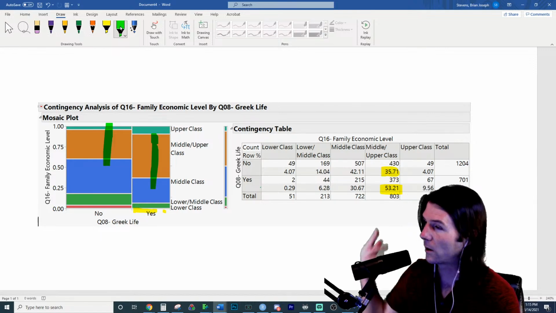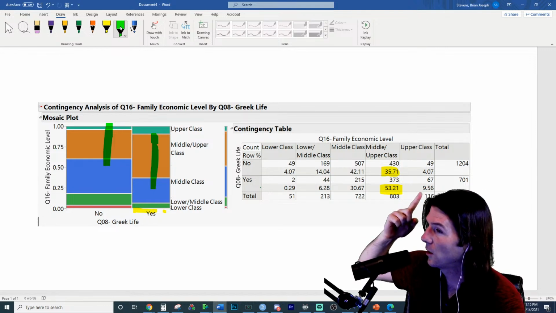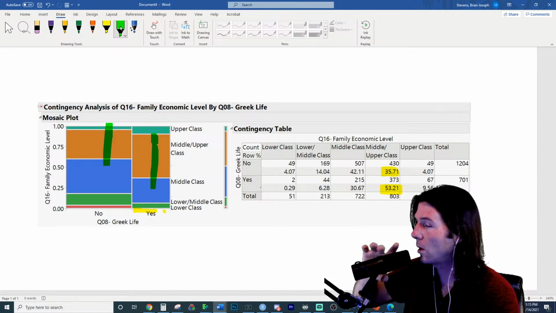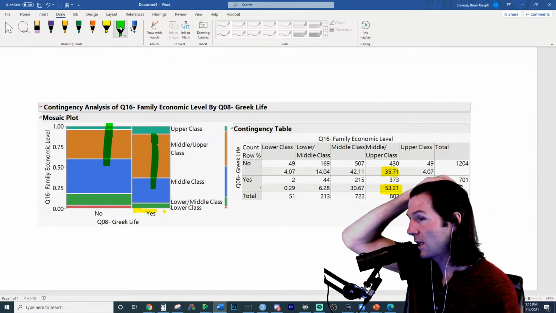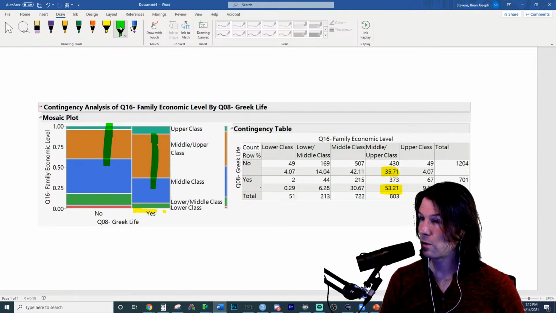You can also see differences along other categories. There's way more people in Greek life right there, that 9.56, who identify as upper class versus the non-Greek life identifying as upper class. So overall, we generally do see a trend in this data where people in Greek life are more likely to identify as upper class. Now I want to show you a trick right here.